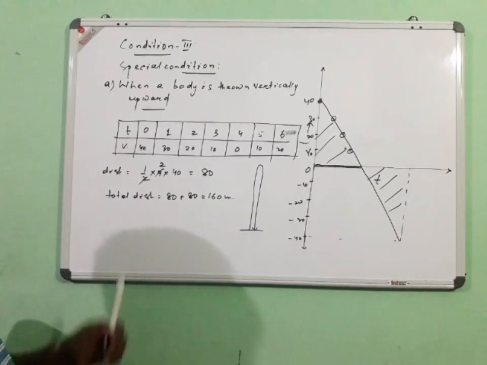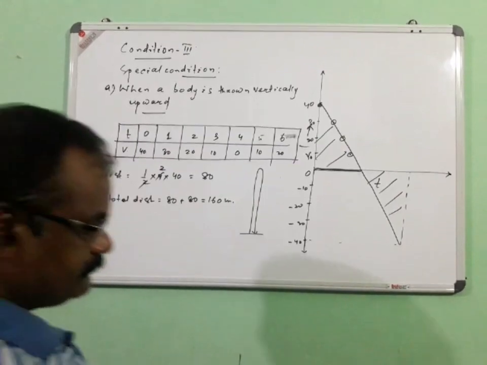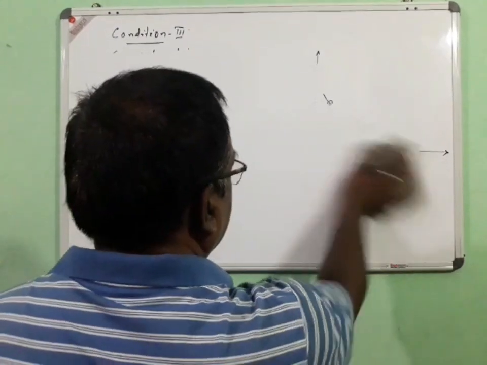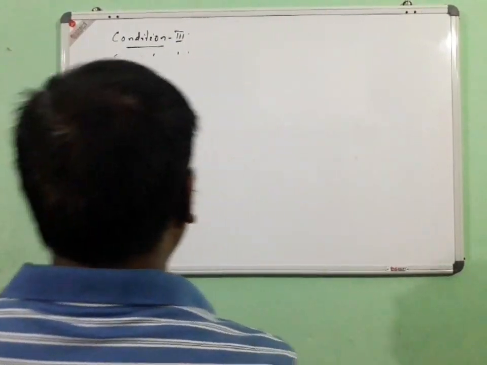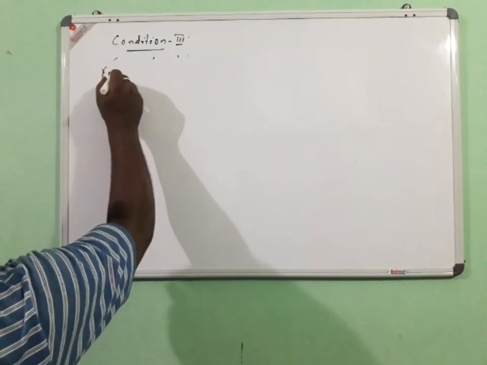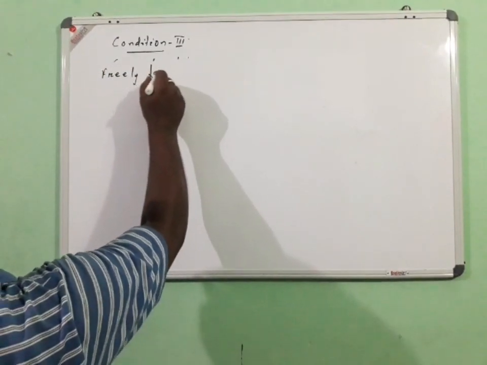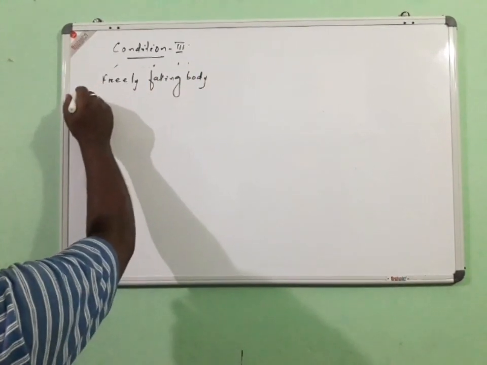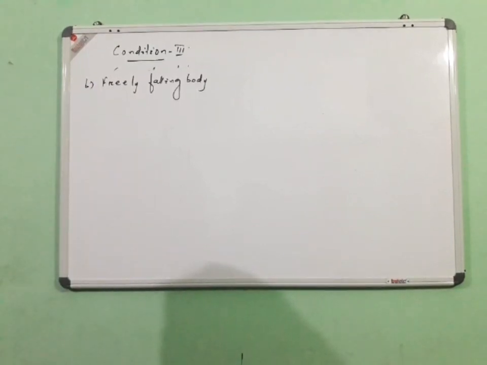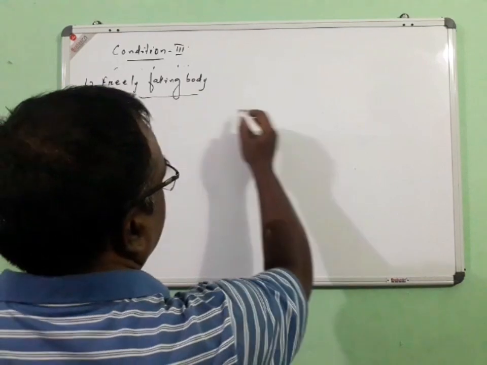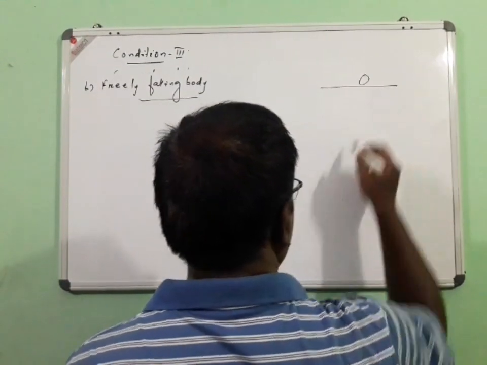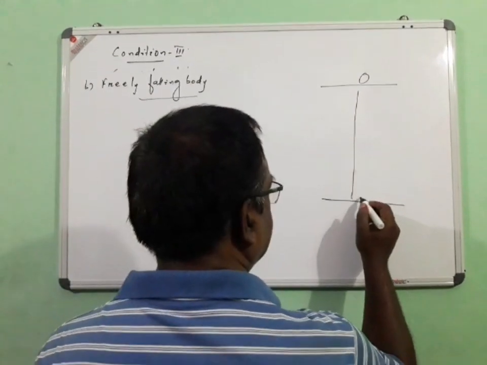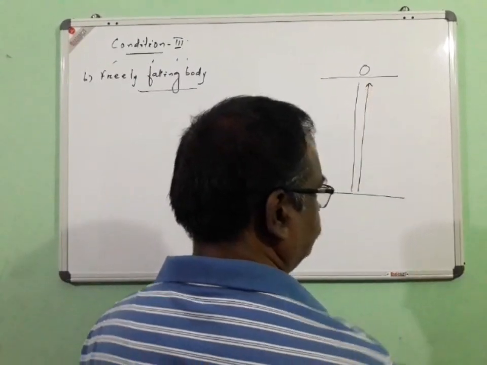Similarly, consider another special condition where the body is falling from a certain place. If we discuss a freely falling body, this is the second special case. Consider that a body is falling freely from a certain height, and then it has come to the ground and then it rebounds from it and goes up to the same height.